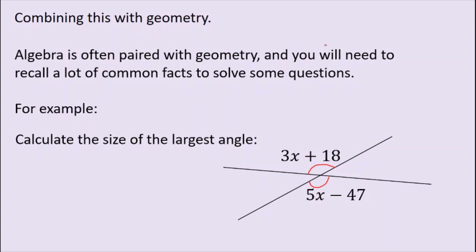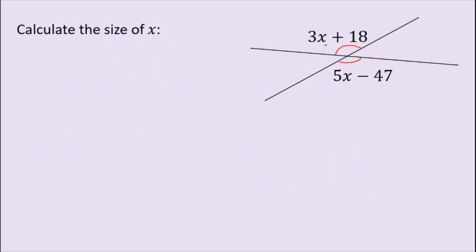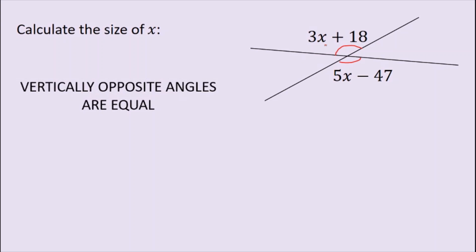Okay. Now to do that, we're first going to have to find out what the value of x is. Now these are what we call vertically opposite angles, and they're equal, so we know those two obtuse angles are going to have the exact same size. We can use that fact therefore to write an equation that one side, 3x plus 18, is equal to the other angle, 5x minus 47.